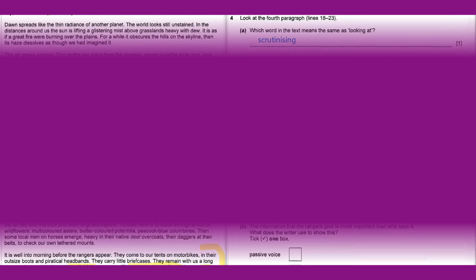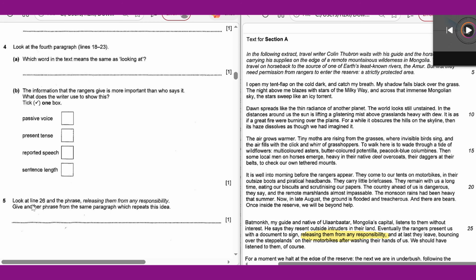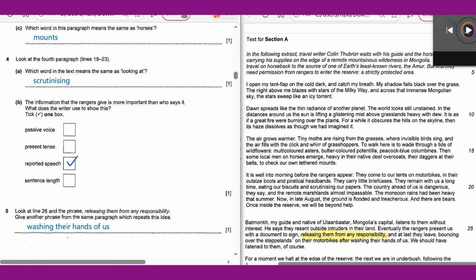Alright, let's move on. Guys, now we are in question 5. Look at line 26 and the phrase releasing them from any responsibility. Give another phrase from the same paragraph which repeats this idea. Okay, if you need some more time, you may pause this video. Now let's check the answer. So it's washing their hands of us. That's the same meaning as releasing them from any responsibility.